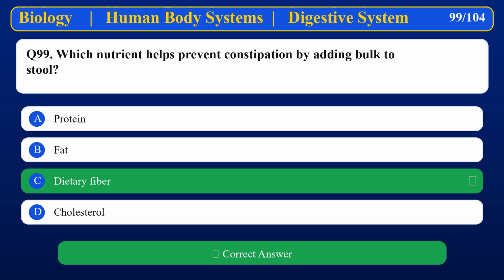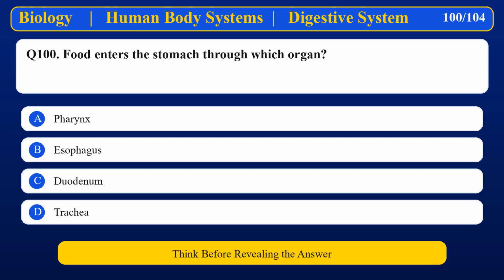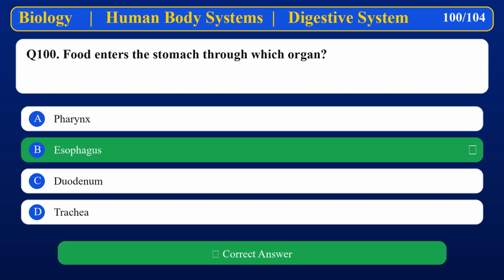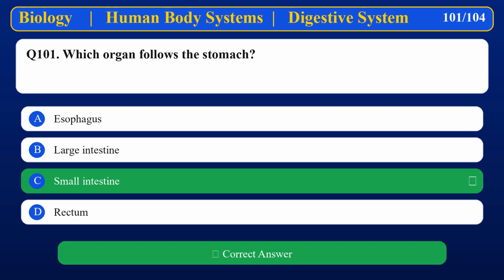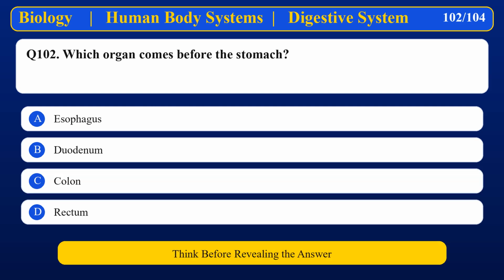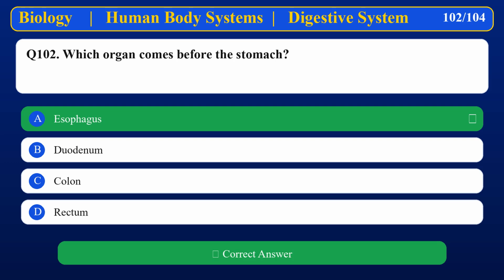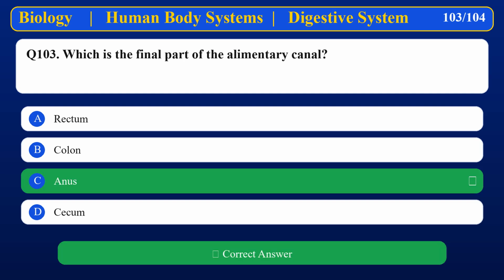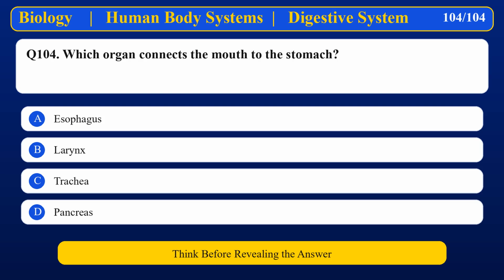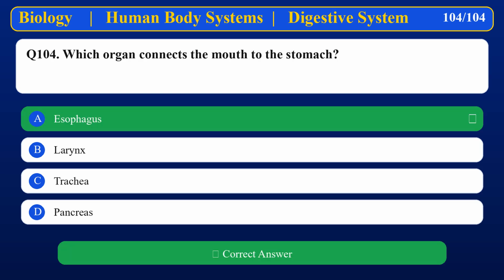Which nutrient helps prevent constipation by adding bulk to stool? Dietary fiber. Food enters the stomach through which organ? Esophagus. Which organ follows the stomach? Small intestine. Which organ comes before the stomach? Esophagus. Which is the final part of the alimentary canal? Anus. Which organ connects the mouth to the stomach? Esophagus.